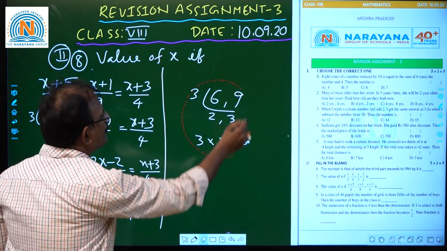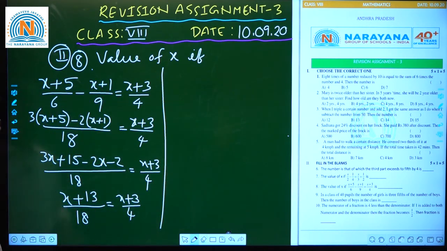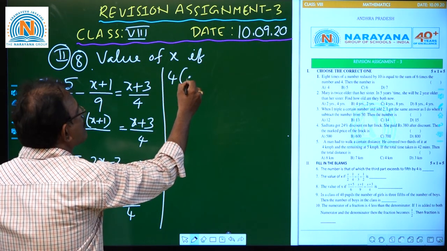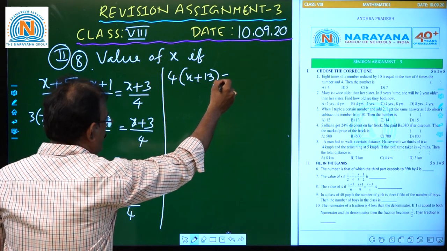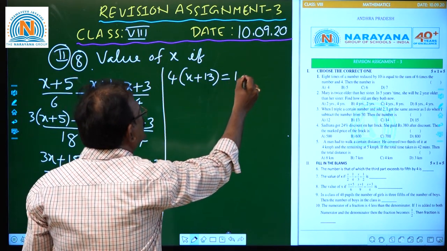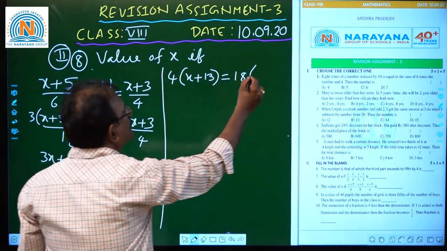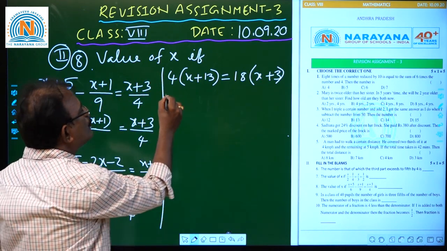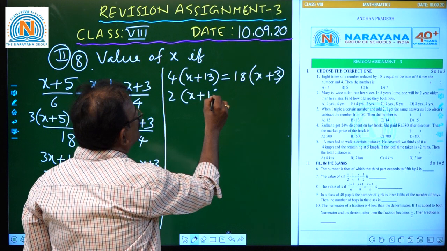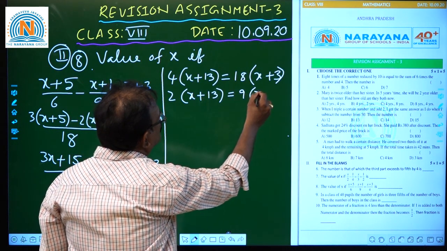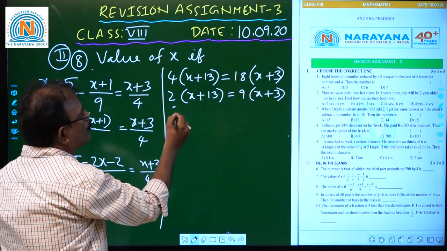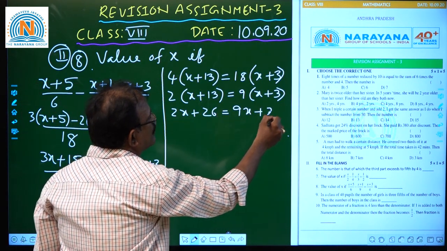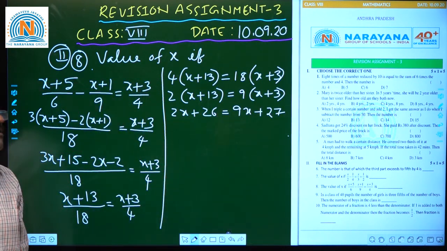Then if you go through the cross multiplication, children, this is 4 into (x plus 13) is equal to 18 into (x plus 3). You can cancel with the 2 table. So 2 times here and 9 times here. So let us do now: 2 times of x, 2 thirteens are 26, 9 times of x, 9 threes are 27, children.